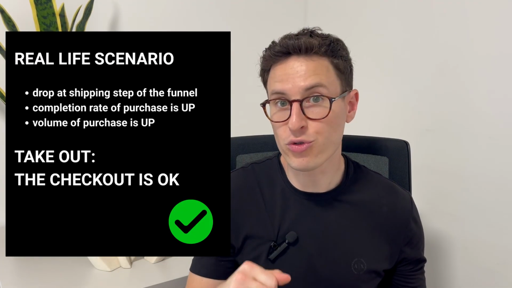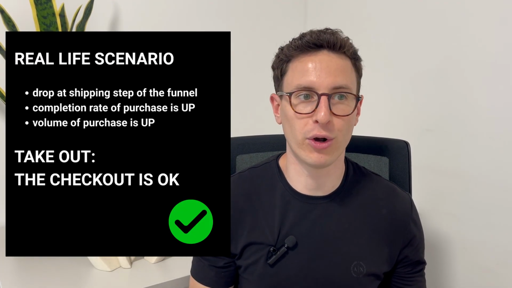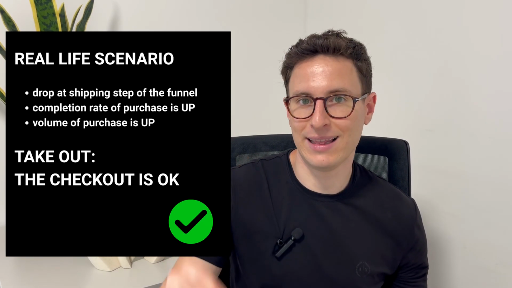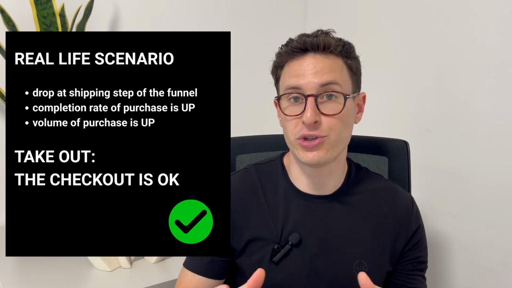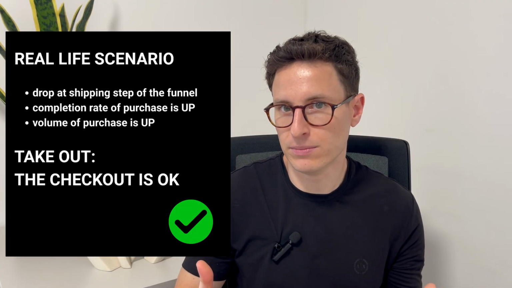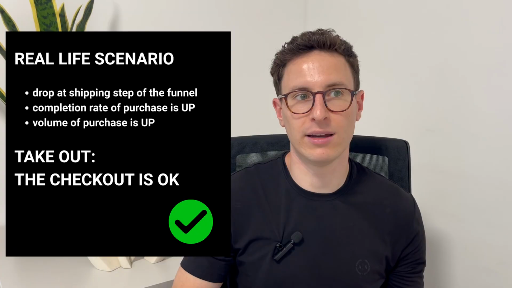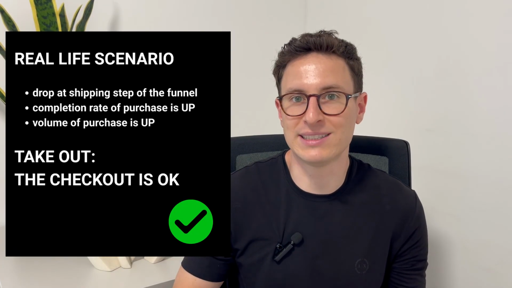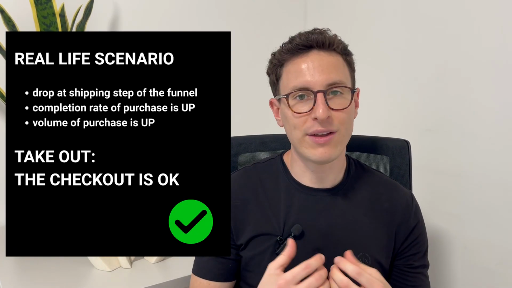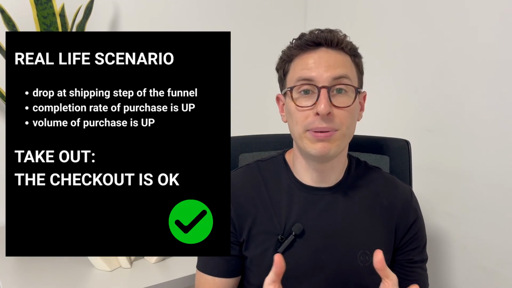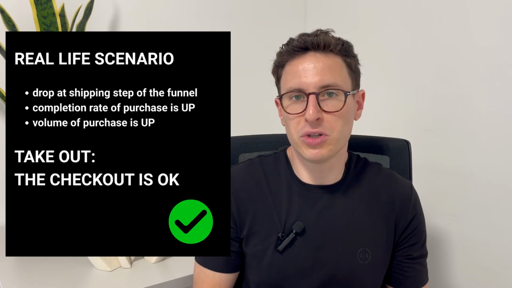Okay, so let's say that you have spotted a specific spike or drop at a specific step of your checkout funnel. But your overall completion rate at the last level of the checkout funnel, the purchase, is actually increasing. Your volume of purchases is also up, so you believe that your checkout funnel is actually healthy. Nevertheless, you realize that in a previous step of the funnel, the completion rate was dropping. Well, you're quite happy.